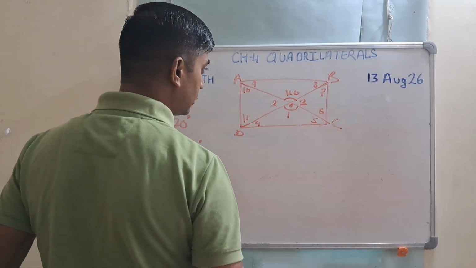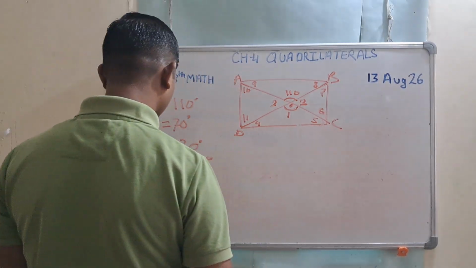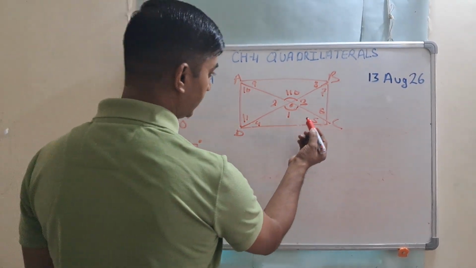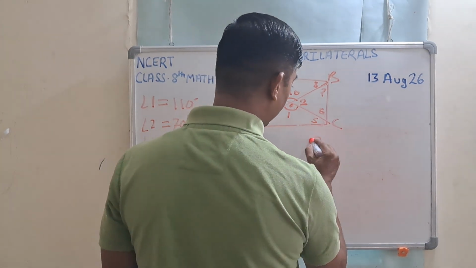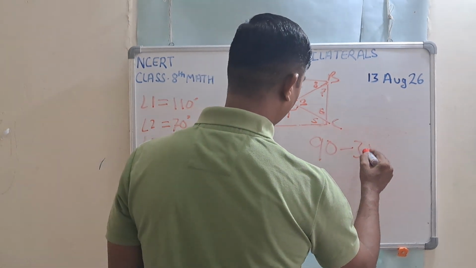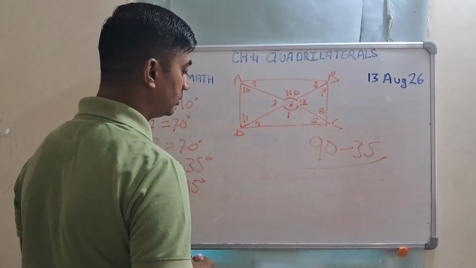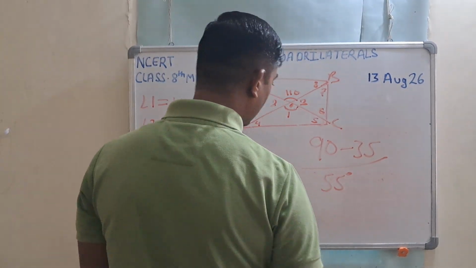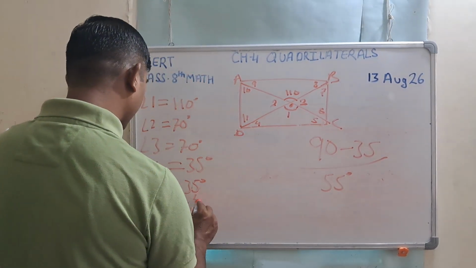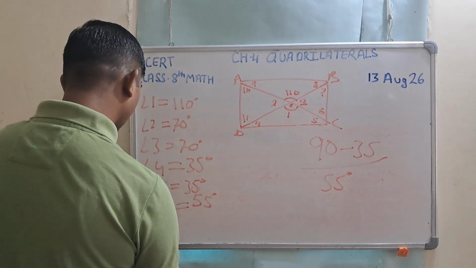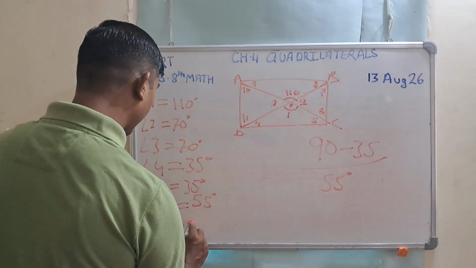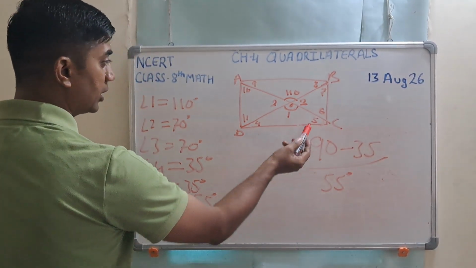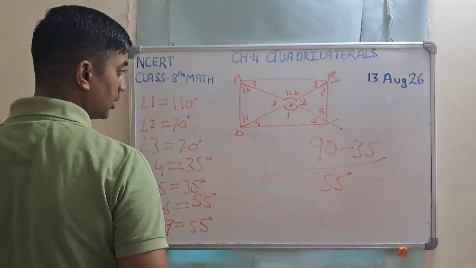Now we will talk about angle 6 and 8. What is angle 6? This is 35 and this is 90 minus 35. What is our result? 55. Understood? So angle 6 is 55 and angle 7 is also 55. Why? Because angle 6 and angle 7 are equal. Understood?